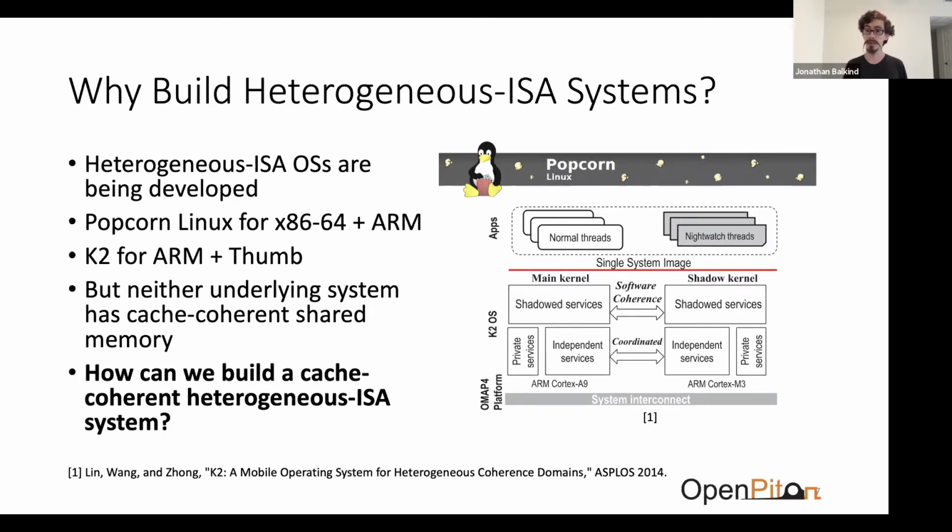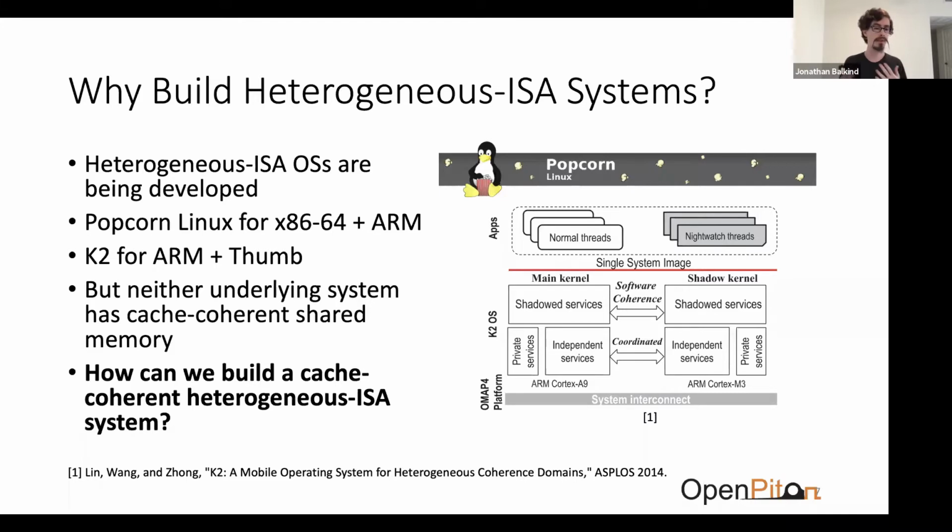One of them is Popcorn Linux. And in general, that's been, you take a big Xeon server and you plug in an ARM PCIe card, and then you try and build an operating system that will let you transition applications between the two ISAs using PCIe message passing and software-based coherence. Another one is K2, which can run on ARM and Thumb, and it would also use software coherence. And so these are relatively heavyweight mechanisms for providing coherence to your application.